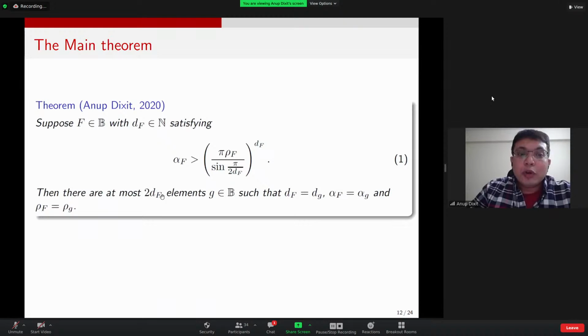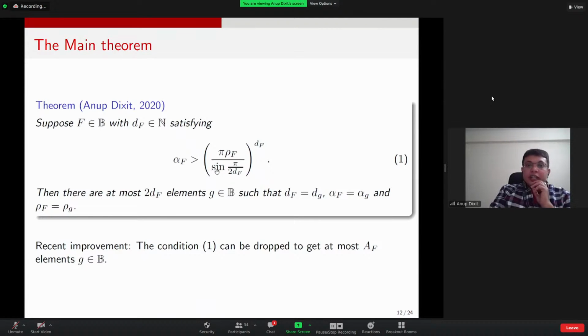Then, in fact, there are at most twice d_f number of elements in B such that their degree, their conductor, and their residue are the same. So this is a strict generalization of Burling's result. Now, if you take the degree to be 1 and the conductor to be 2 pi, and the residue to be 1, this condition will be satisfied and it will precisely yield Burling's result.